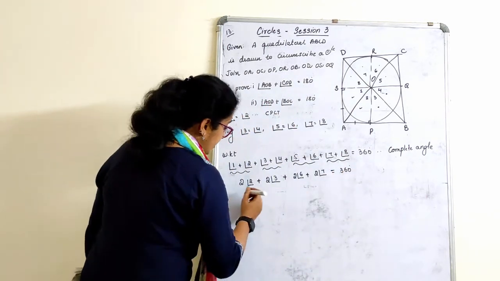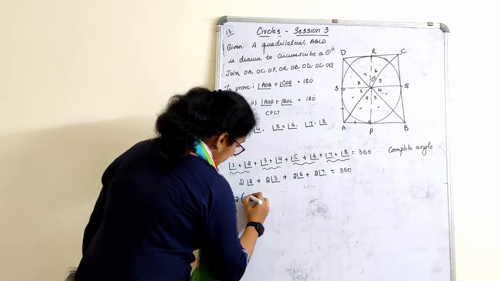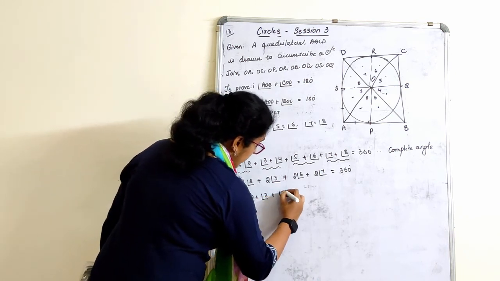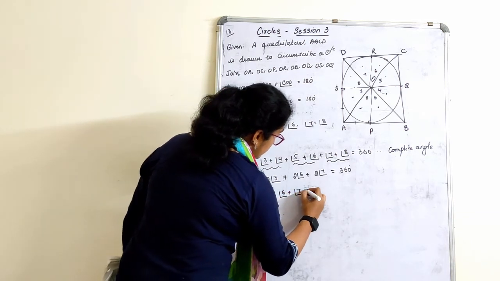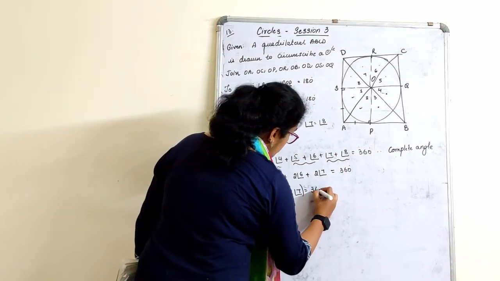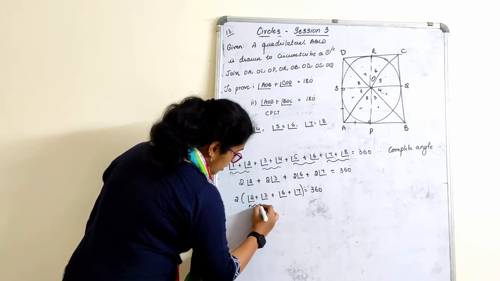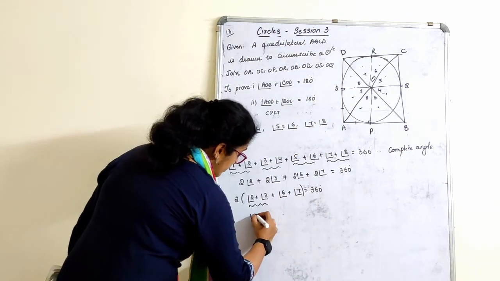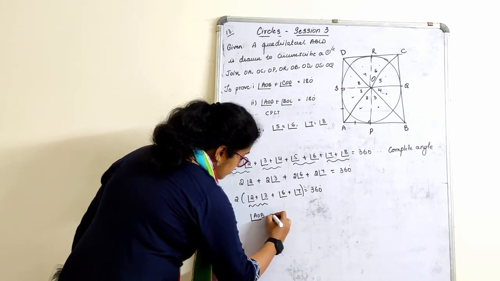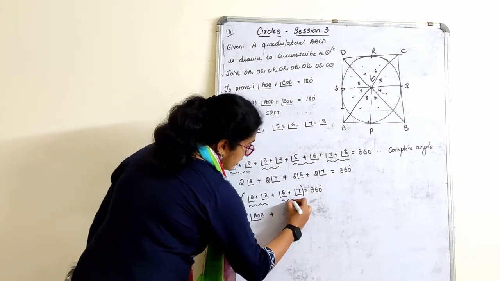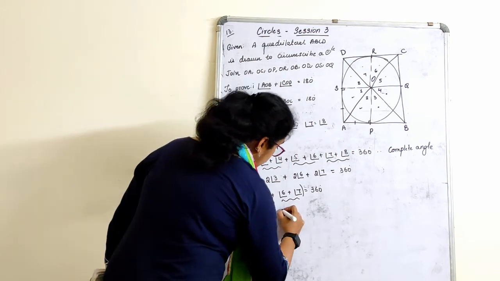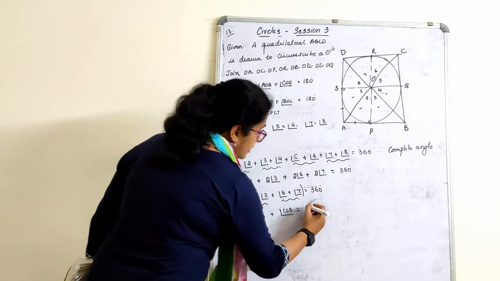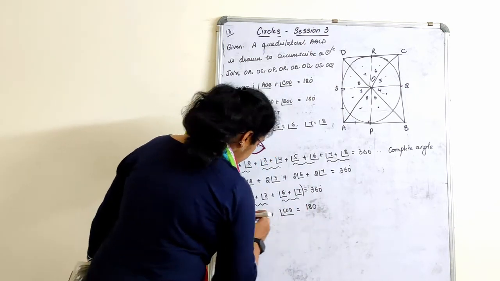If I take 2 common, angle 2 plus angle 3 plus angle 6 plus angle 7 is equal to 360. What is angle 2 and 3? Angle 2 and 3 is nothing but angle AOB, plus what is angle 6 and 7? It is nothing but angle COD, is equal to 360 divided by 2, which is 180.